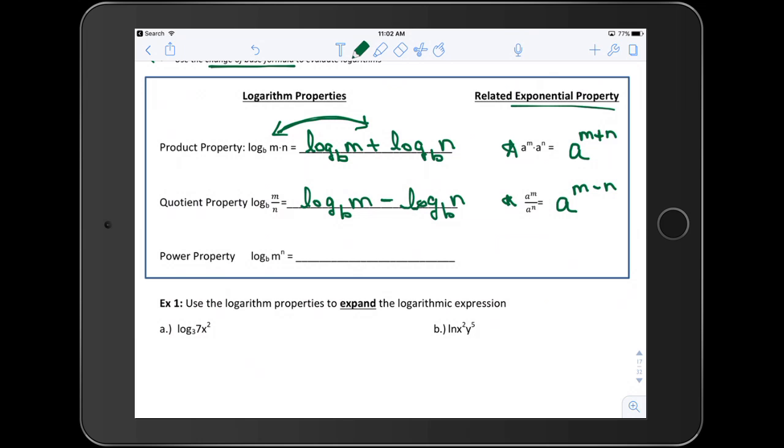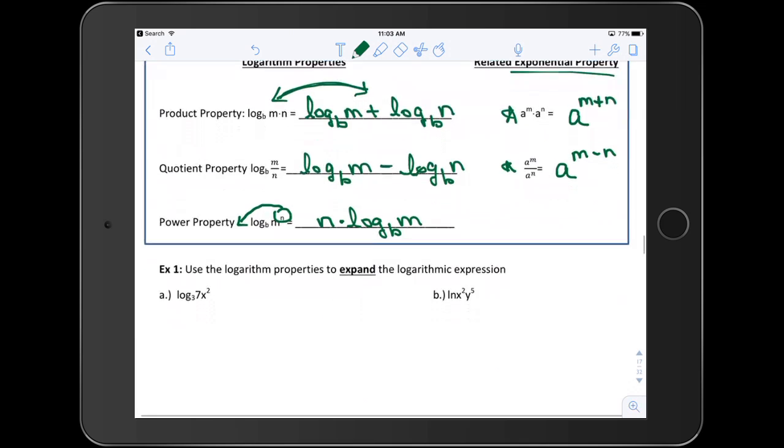The power property is super cool, and it is related to the exponential, but just for time's sake, I'm just going to show you. All you're doing is when you have log base b of m raised to the n in general form, you can take that exponent and bring it down and put it right in front. So n times log base b of m. And really remember, a log is an exponent. So log base b of m, if you were to evaluate that, that is an exponent. And when you're taking an exponent and raising it to another exponent, you're really just multiplying those together.